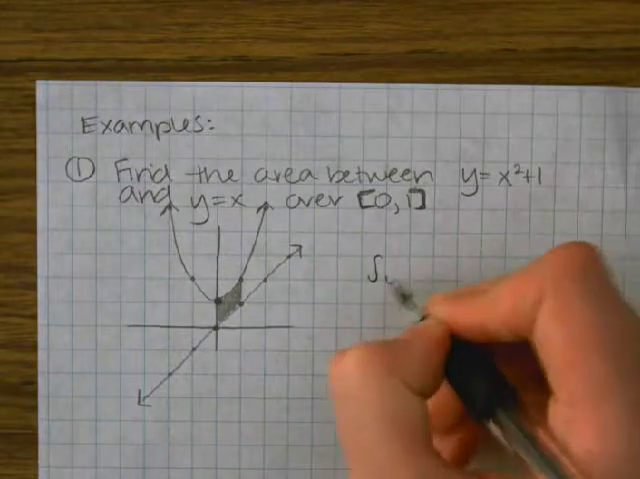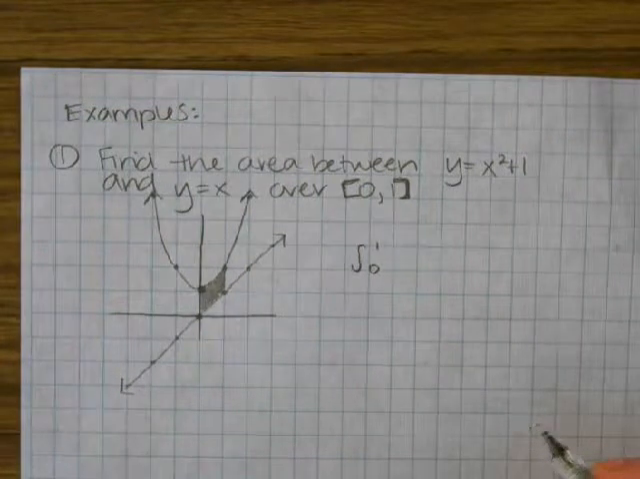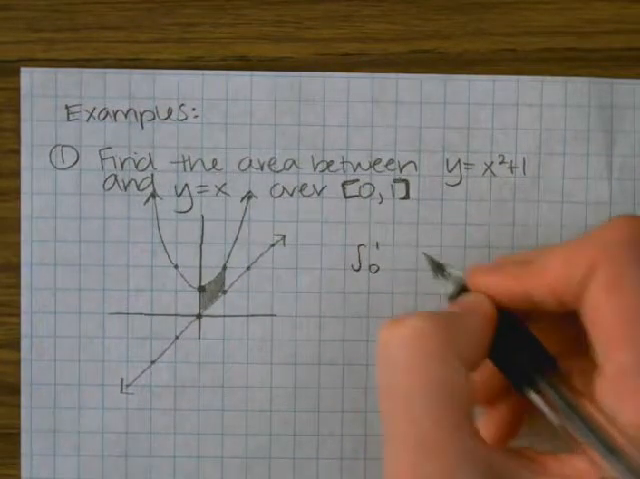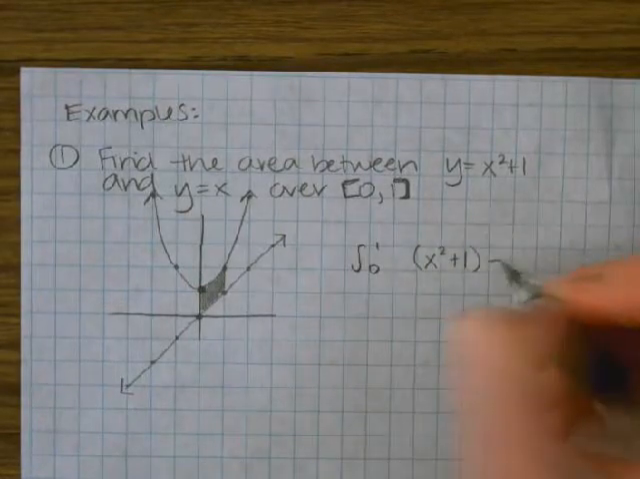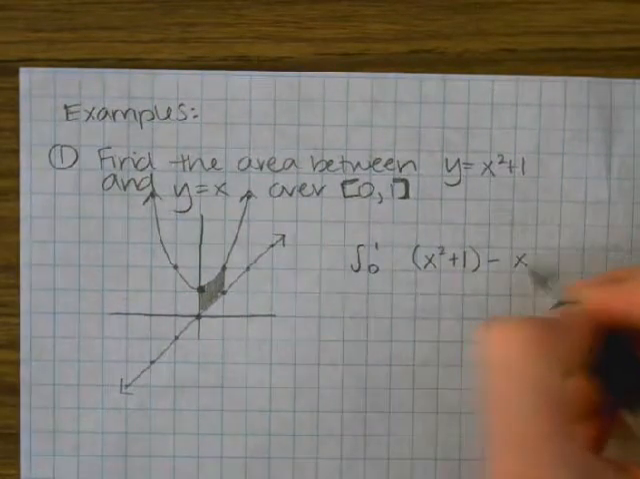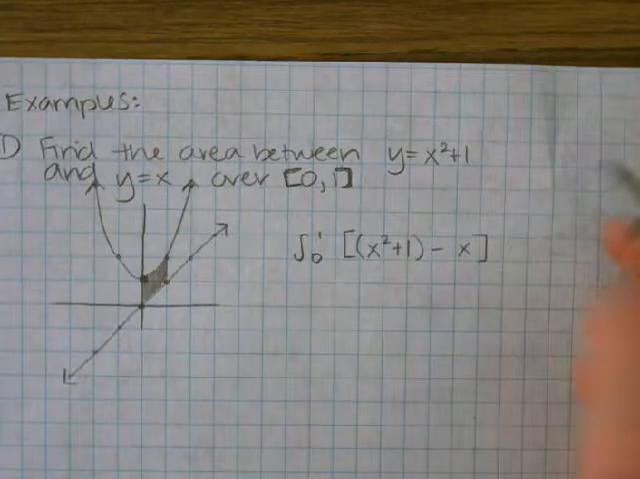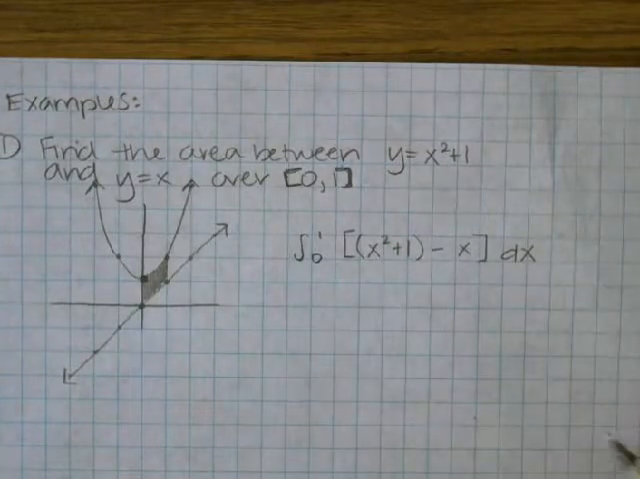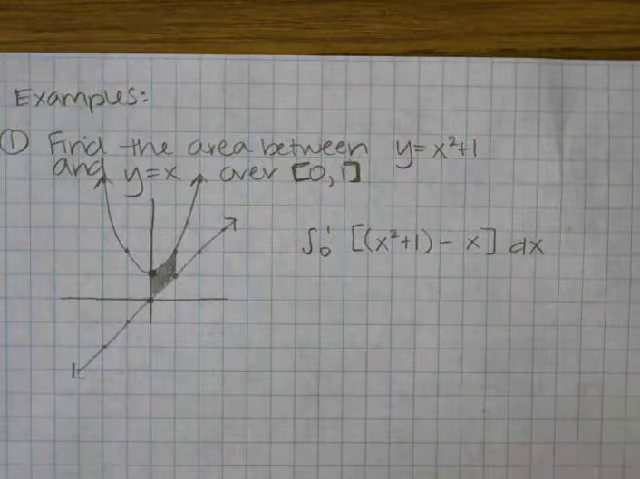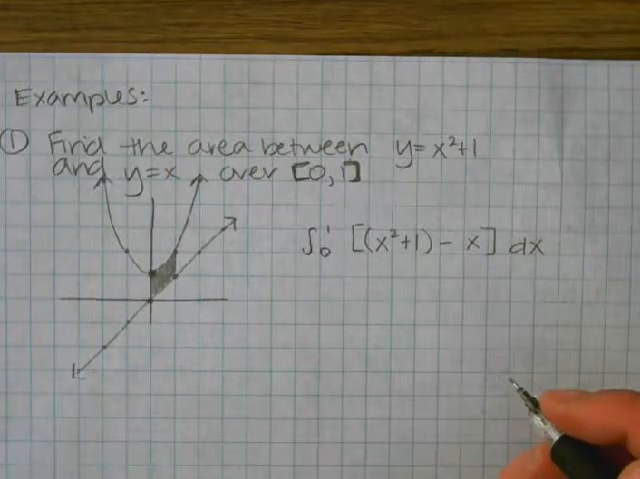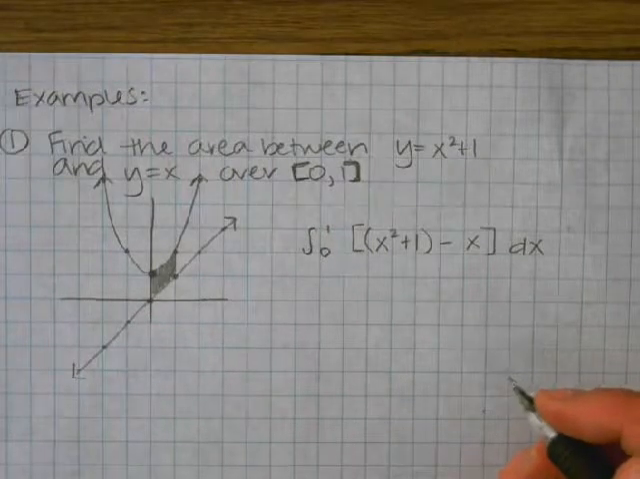0 to 1. And now we have to do top minus bottom. So x squared plus 1 minus x. I'm going to put brackets around that whole thing. What do I put on the end? dx. Okay. And if this is calculator active, what are we doing next? Plug it in on the calculator.